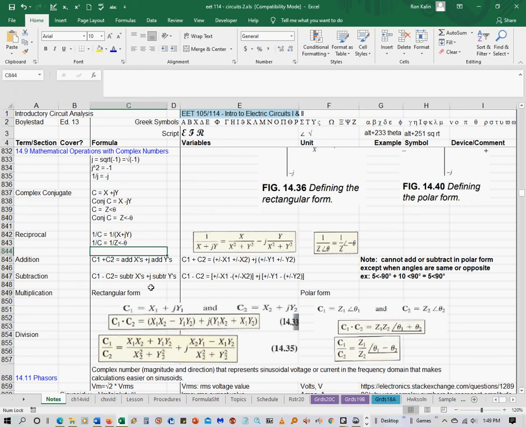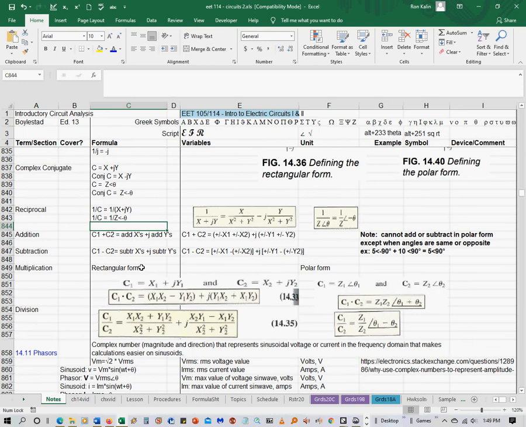Subtraction, same thing. It's much better to do it in rectangular. This is how you do it. Same way, you just subtract the two numbers. If you're doing C1 minus C2, it's going to be a negative here and a negative here.